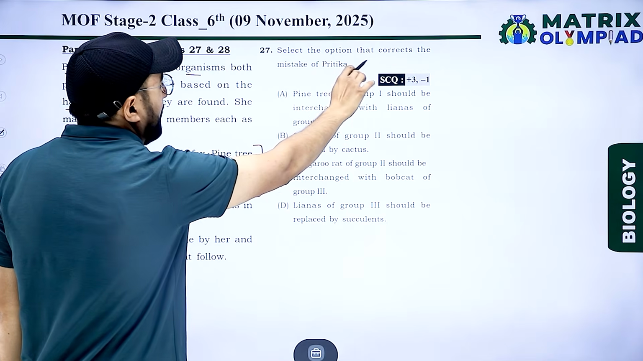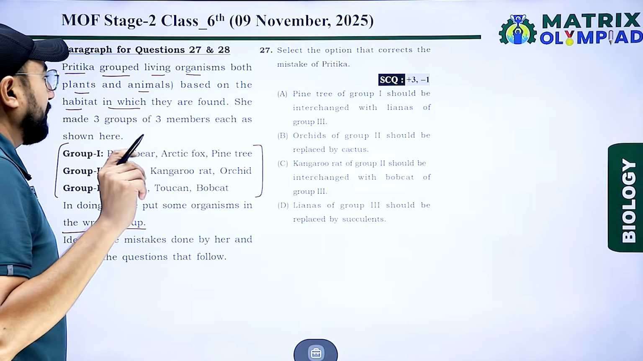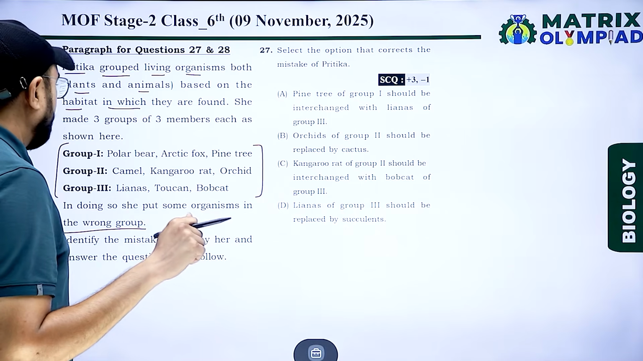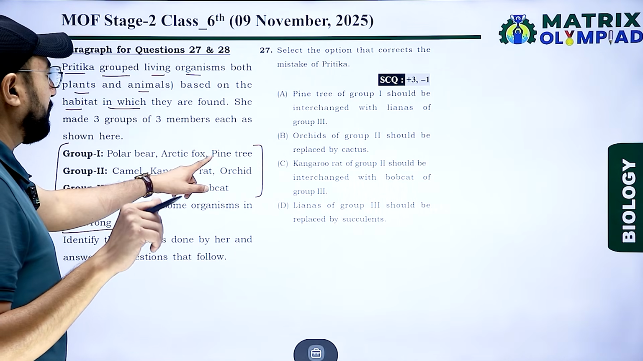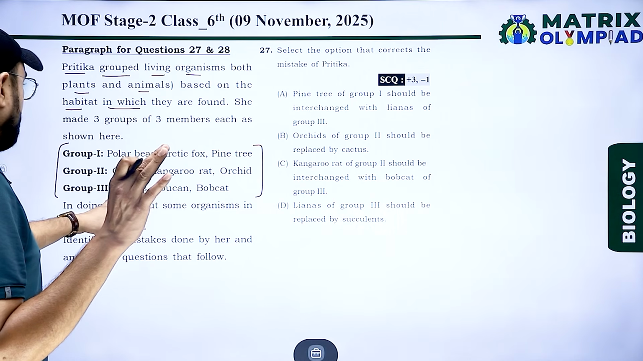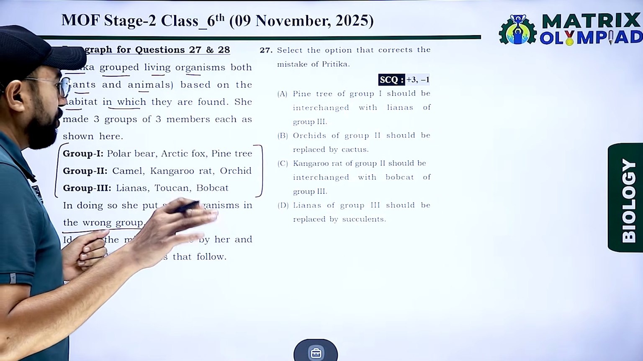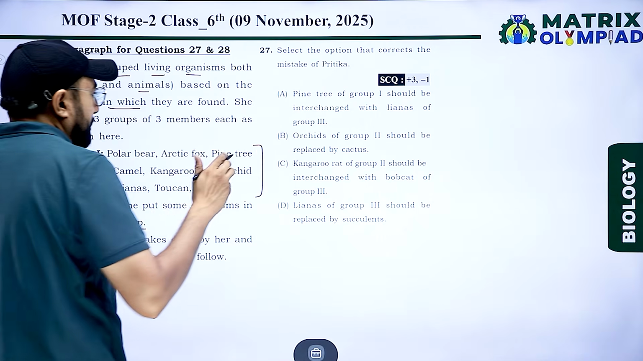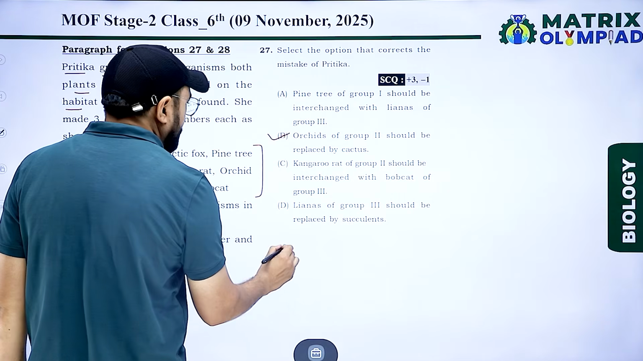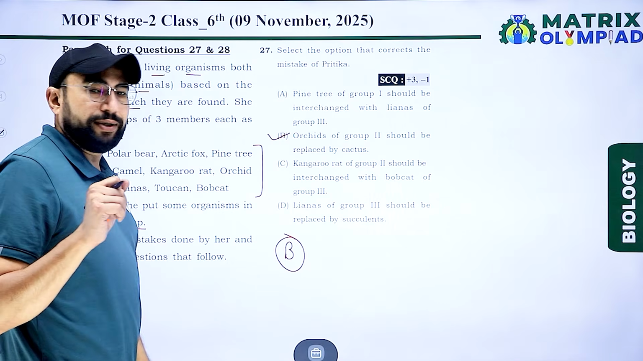Select the option that corrects the mistake of Pritika. Pine tree of group first should interchange with the lineage of group third. No. B, orchid of second should be replaced by cactus. That is right. Option B is right for this question.